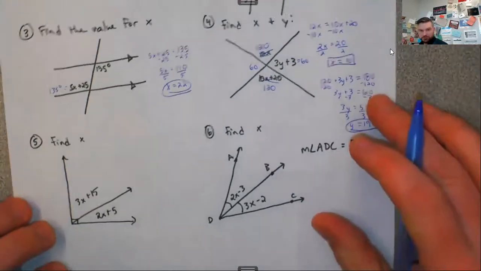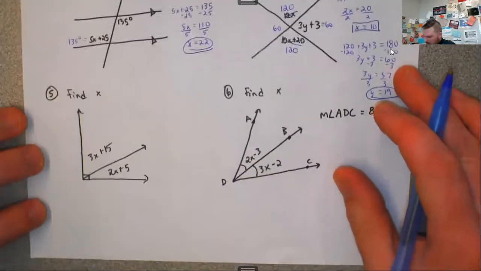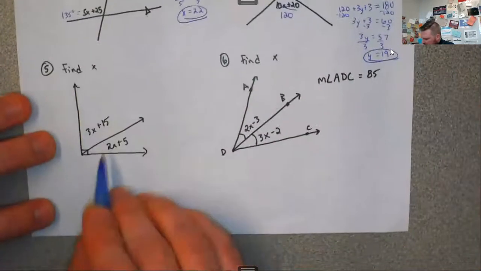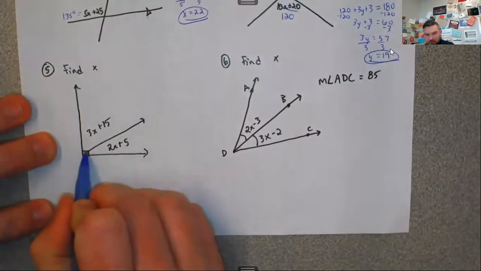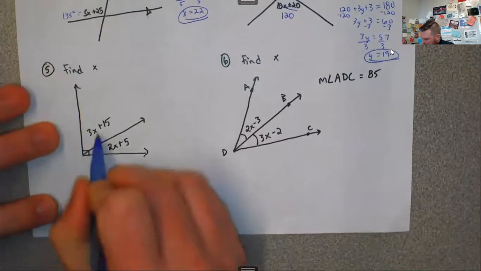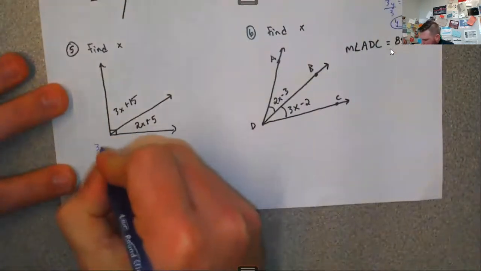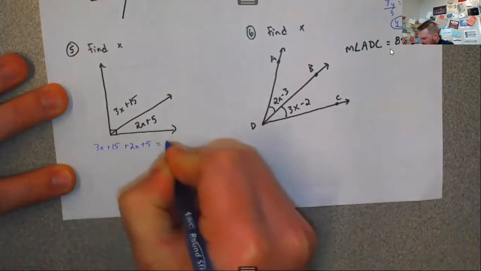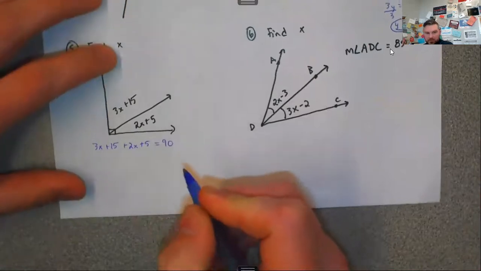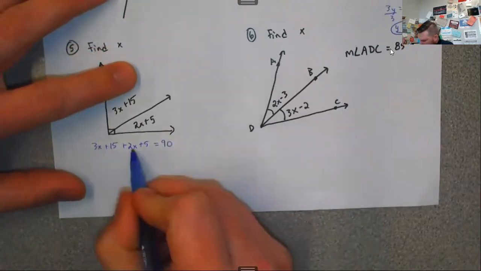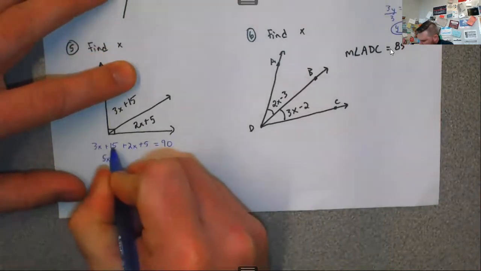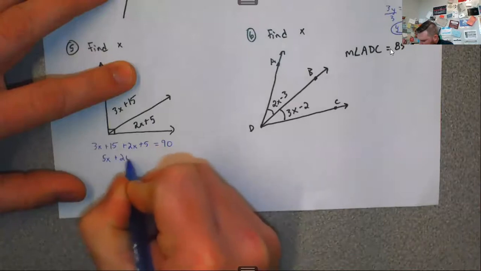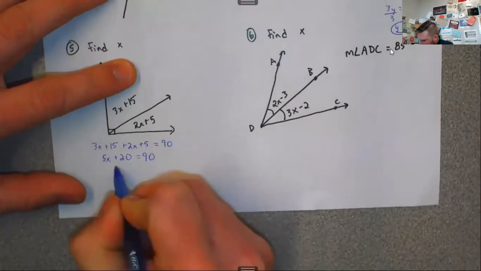On this one, we're going to find the value of x. You notice down here I have a right angle. So if I add these together, 3x plus 15 plus 2x plus 5, I will get 90 degrees, a right angle. So 3x and 2x makes 5x. 15 and 5 makes 20. 90. Subtract 20.